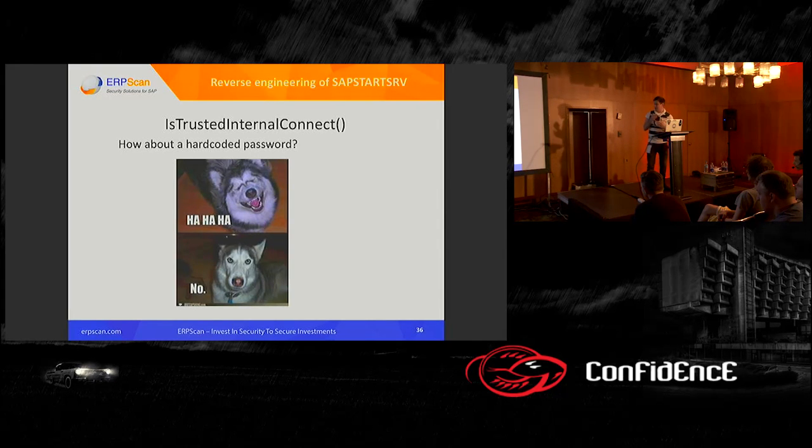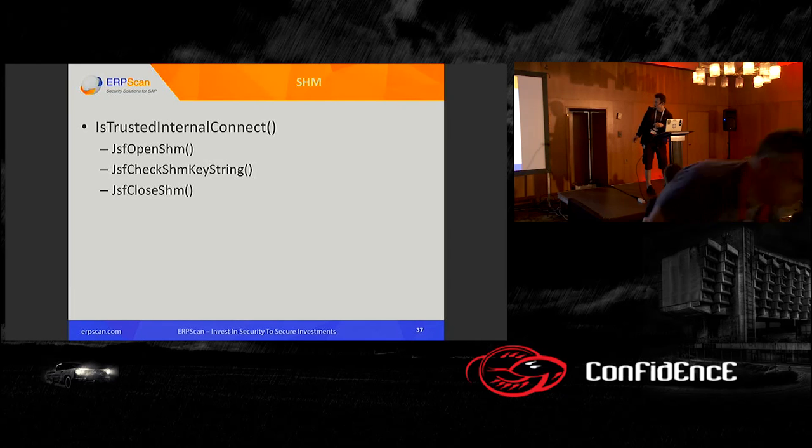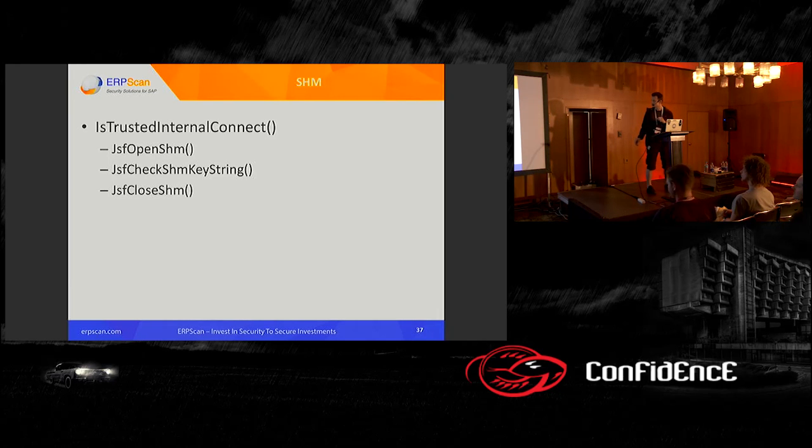And on this step, I want to hand over to my colleague Dmitry. Cool. So let's try to understand how we can get the password for these hardcoded users. We found a few interesting functions inside this trusted internal connect. As we see, these functions are called JSF open SHM, JSF check SHM key string, and JSF close SHM.